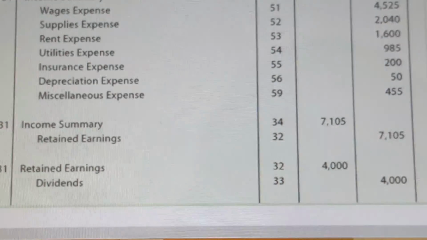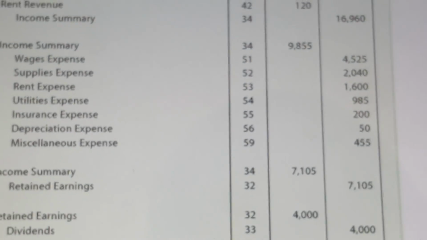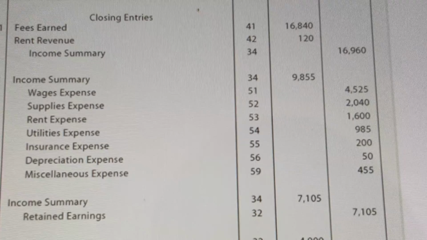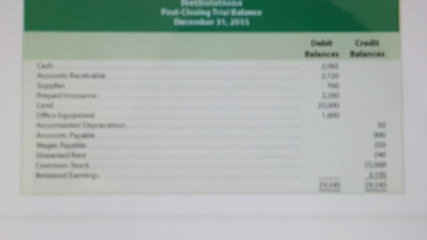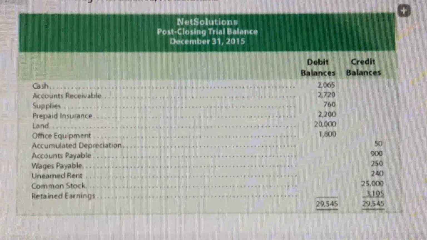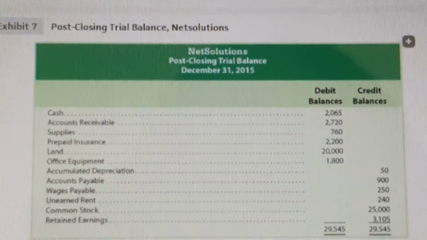Okay? At this point, the only accounts that will have a balance will be your permanent accounts. And we will use those accounts to prepare our post-closing trial balance. So now I'm showing you Exhibit 7, the post-closing trial balance and net solutions. Again, you can turn in your textbook to find these pages, okay?